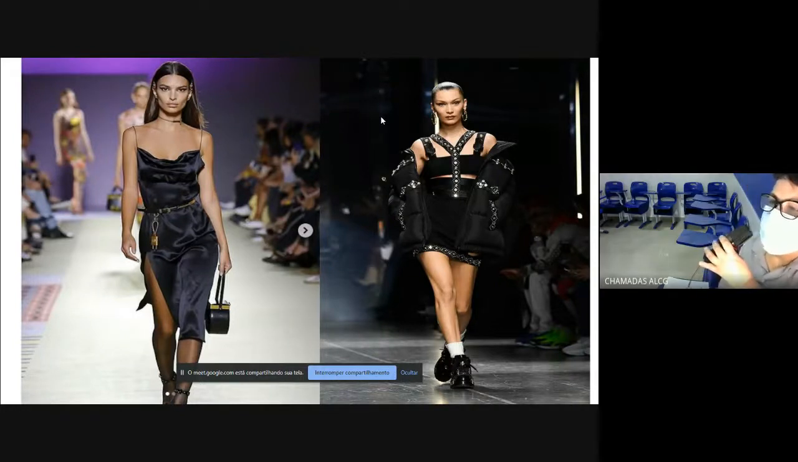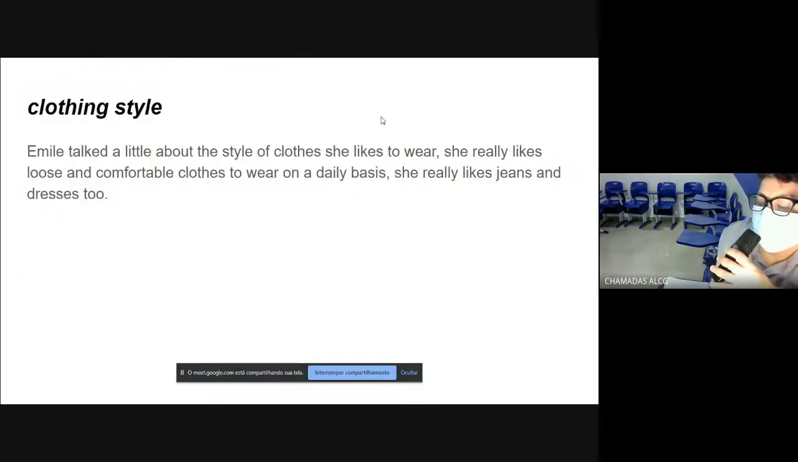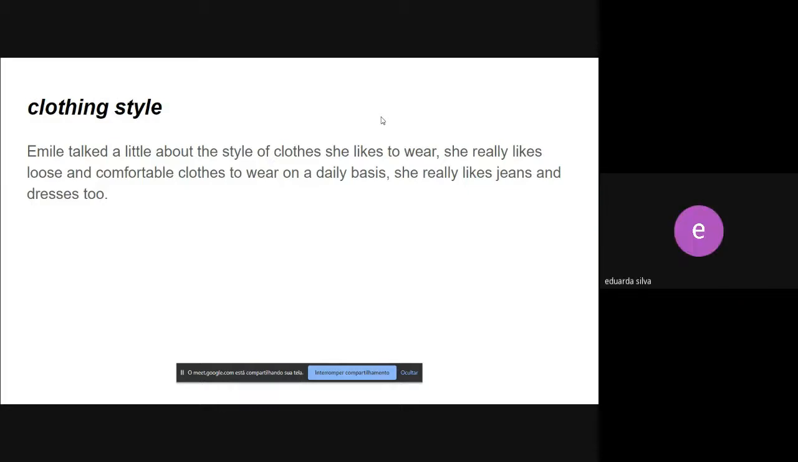Wow, how beautiful. Thank you. Clothing style. Emily talked a little about the style of clothes she likes to wear. She really likes comfortable clothes to wear on a daily basis. She really likes jeans and dress too.